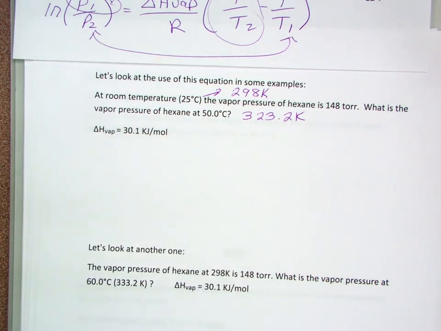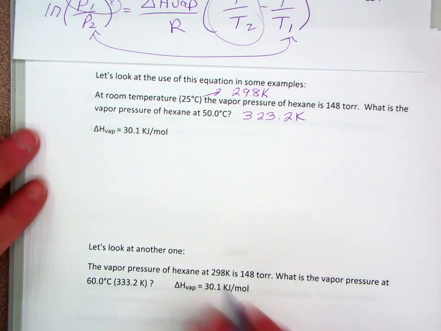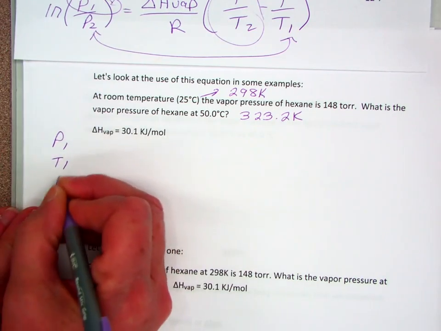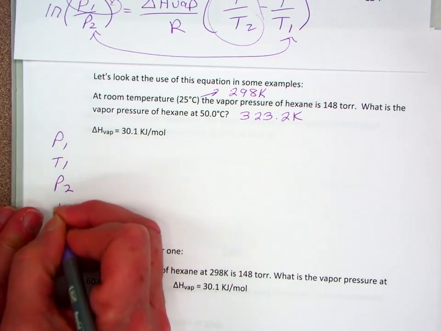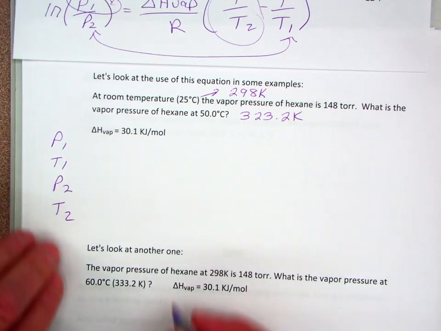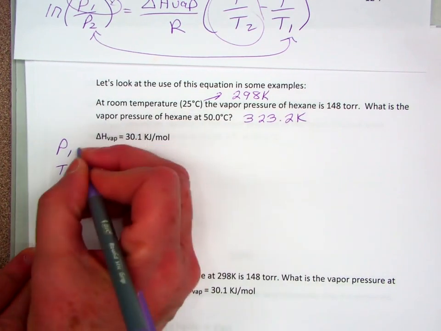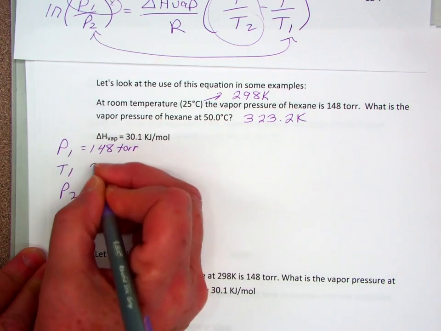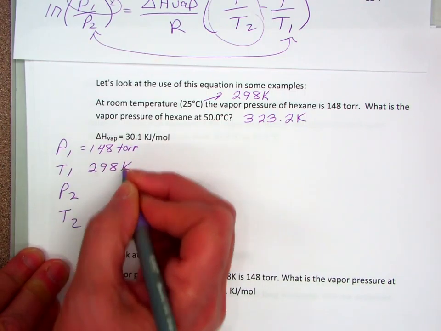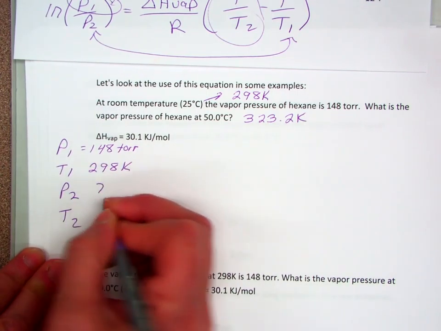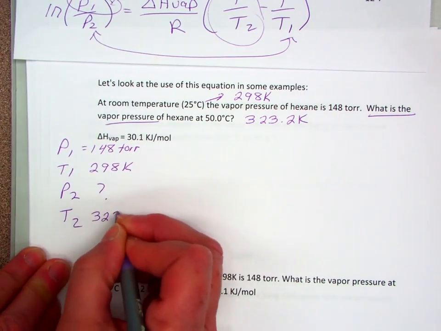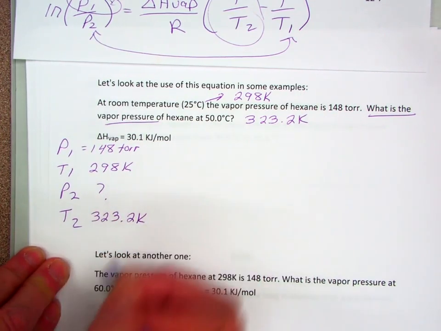And the enthalpy of vaporization is 30.1 kilojoules per mole. So now, as I read through here, I always like to identify my variables: P1, T1, P2, and T2. So my original pressure is 148 torr. My original temperature is 298 Kelvin. My new pressure is the unknown, what is the vapor pressure of hexane. And my new temperature, 323.2 Kelvin.